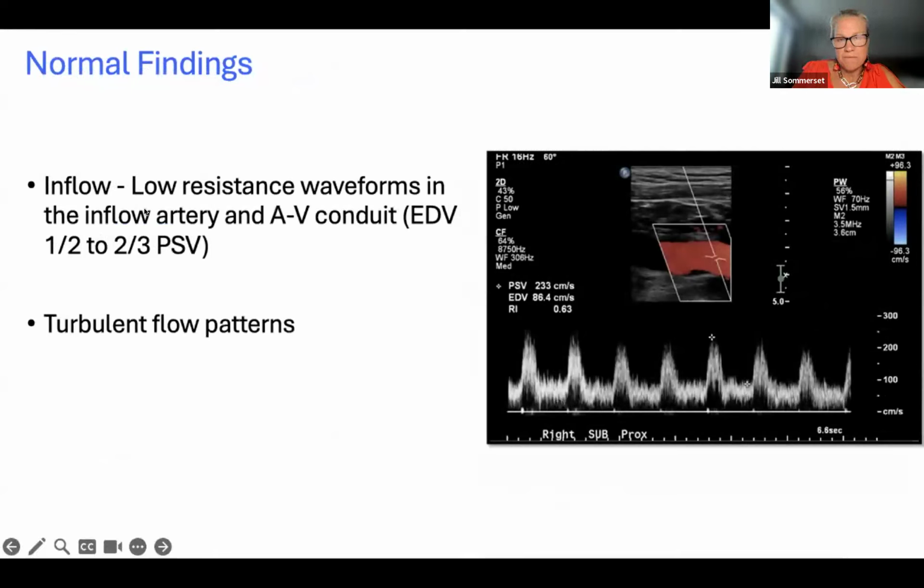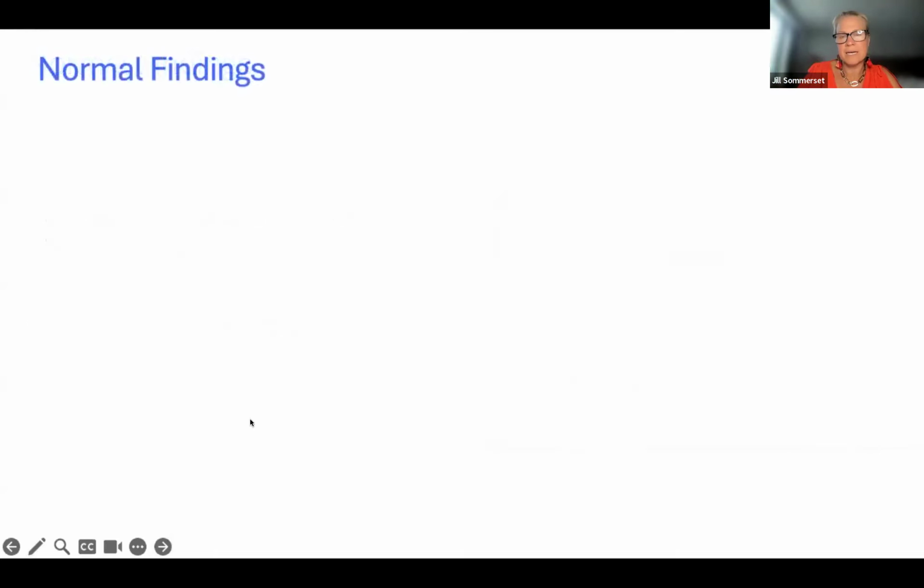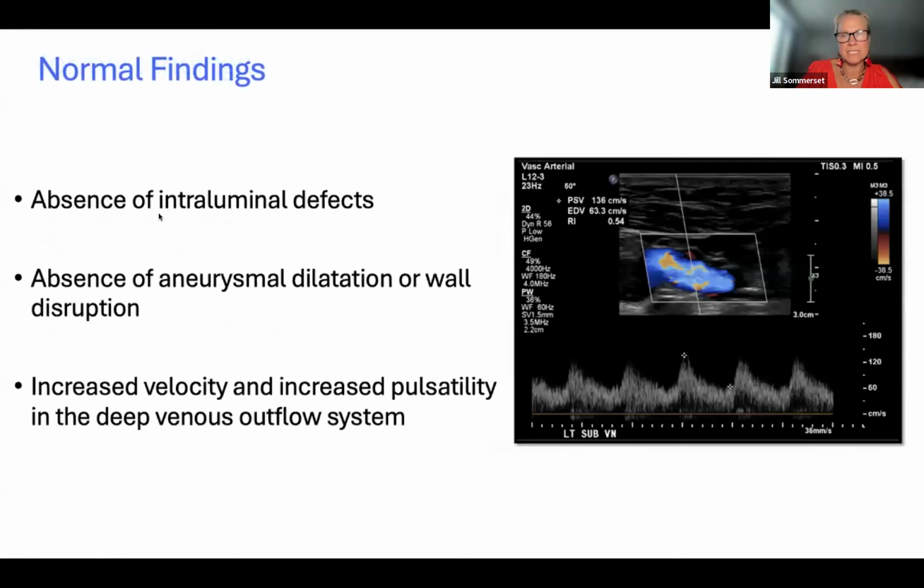So let's talk about normal findings. Post AV fistula creation, we expect the arterial inflow to have higher end diastolic flow. This is now a low resistant arterial waveform, and so if you have a high resistant waveform, you know that something's wrong. In all of us, we have this high resistant multiphasic subclavian and brachial artery waveform. In a patient with a patent and functional AV fistula, it becomes this low resistant waveform. So we look for these flow patterns as indicators of what's to come.